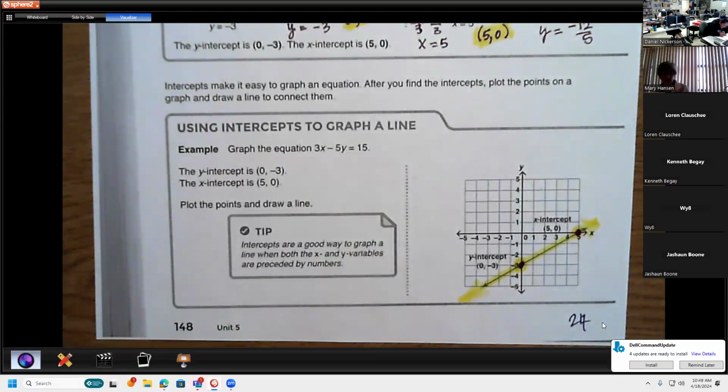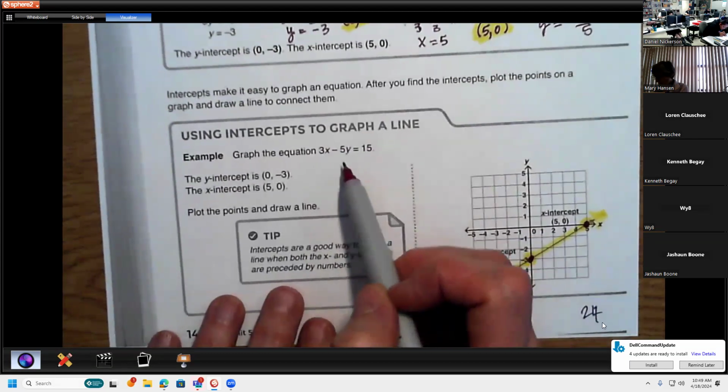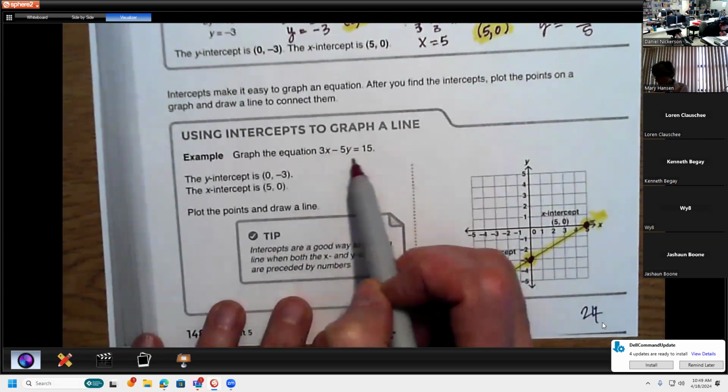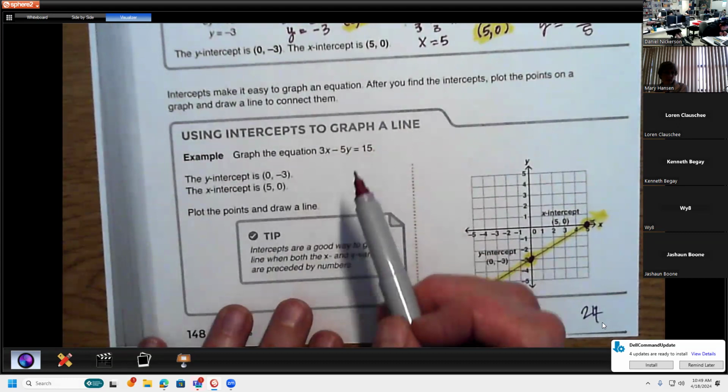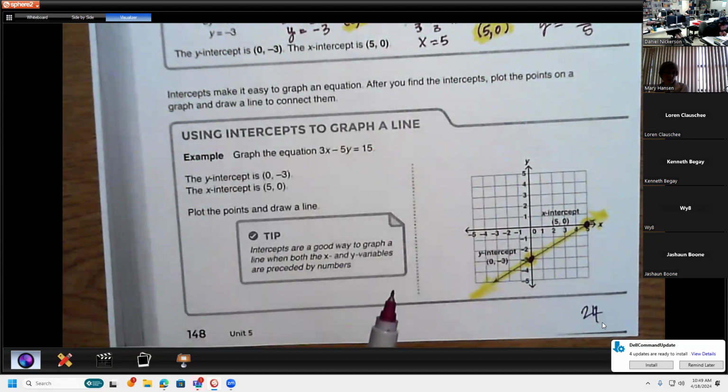This method works best when you have equations like this where it's going to be really hard to pick. It doesn't say y equals when you've got your x's and your y's on the same side.